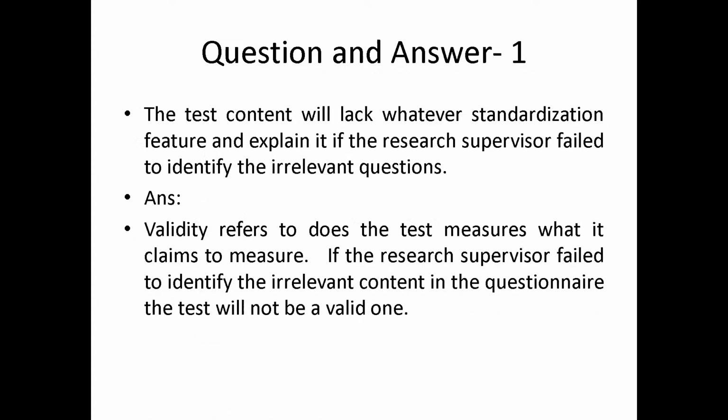Now the second question, if you see, asks which standardization feature the test content will lack, and to explain it, if the research supervisor failed to identify the irrelevant questions. You see what it is talking about. The question asks which standardization feature is not found in the prior inventory, when they selected the irrelevant questions. When you do research, and in the research process you select some questions which are not related to your research, then we say the missing feature is validity.